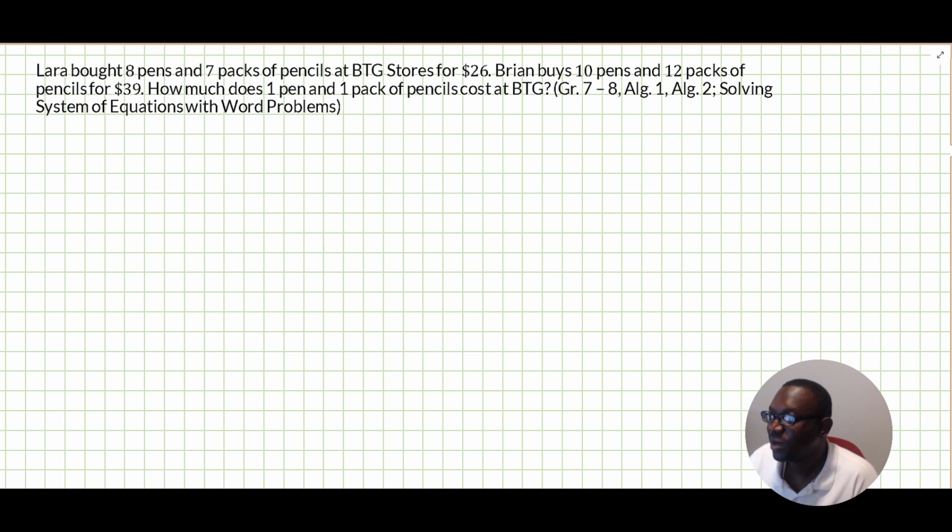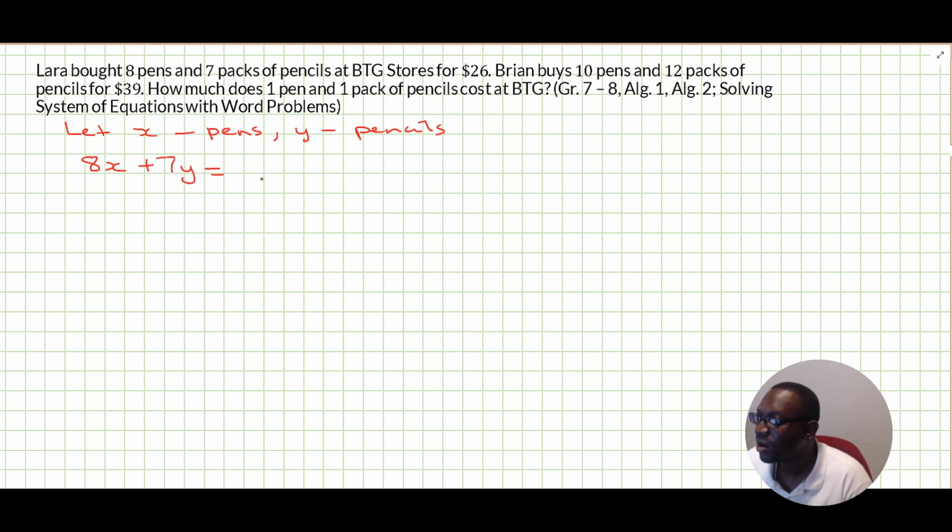So when we're dealing with algebra, we're just going to replace values we know with letters. So let's say that we have, let x represent pens, and then y is going to represent packs of pencils. Okay, so we have 8 pens, so that's going to give us 8x, and then 7 packs of pencils, 7y, costs $26. And then in Brian's case, he has 10 pens and 12 packs of pencils.